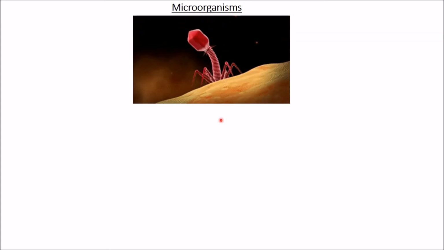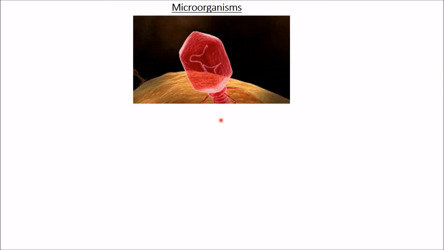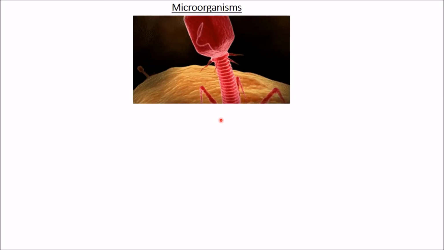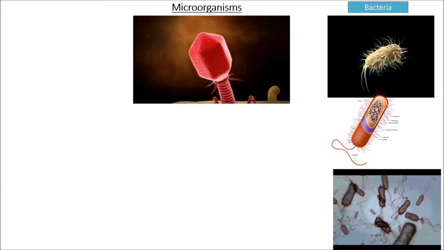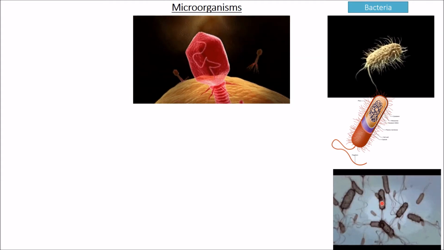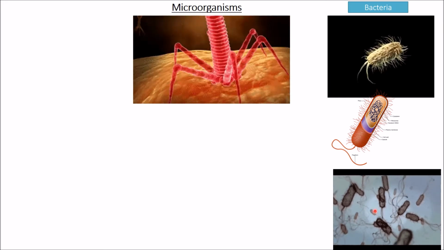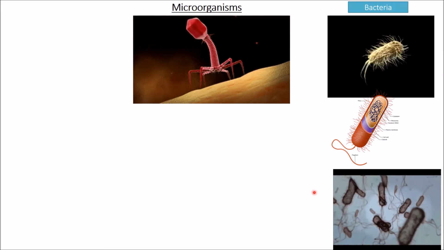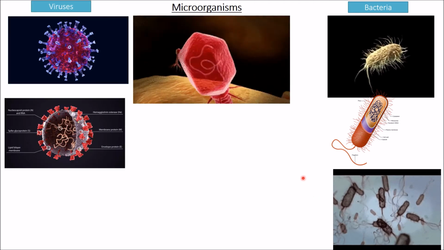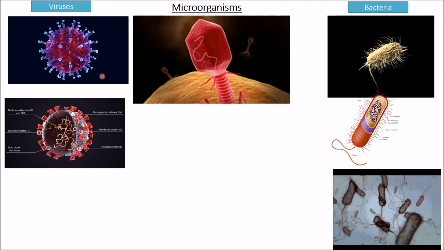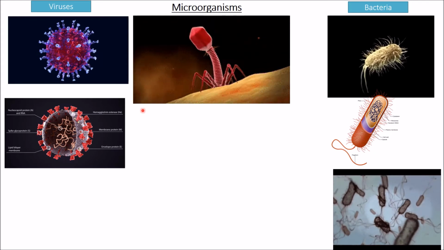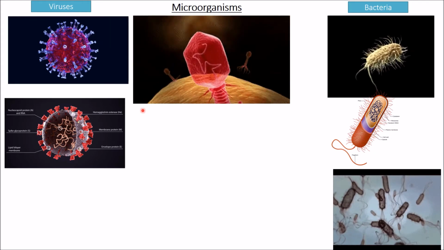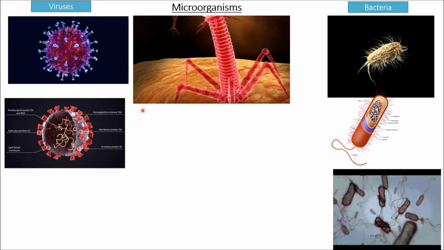Now, microorganisms which create trouble to humans are basically categorized into two main parts. One is bacteria, like these E. coli bacteria, and this is the microscopic image of the same. And another is viruses, like this is coronavirus. I think this is the virus which basically made me make this video.